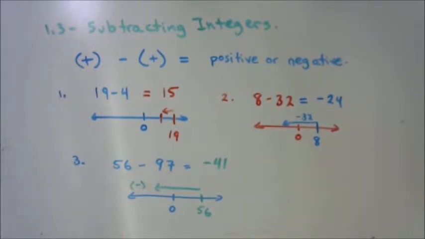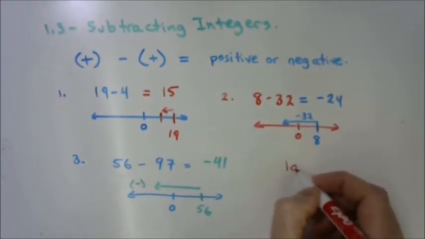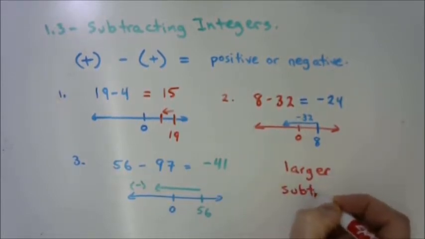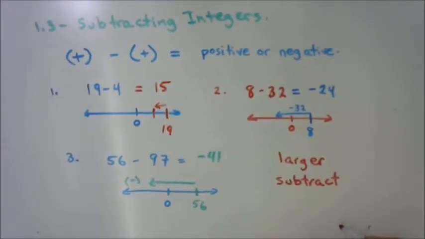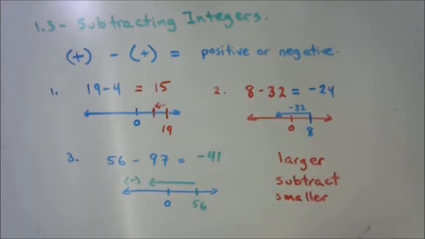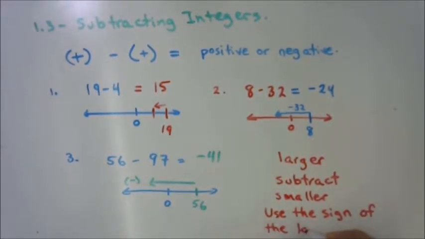Okay, down at the bottom you have a trick. So go ahead and think about what the trick is. See if you can fill in those blanks on your own. You don't necessarily need to fill in the blanks, but think about what they are. Start with the larger number. Subtract the smaller number. And then use the sign of the larger number.